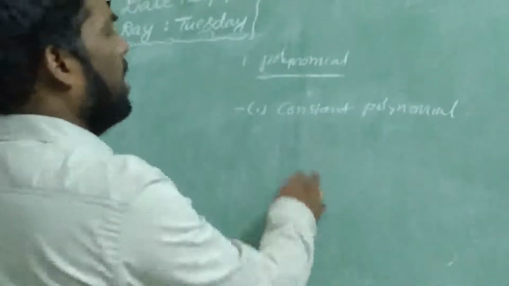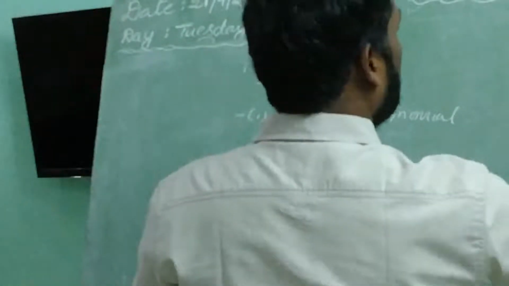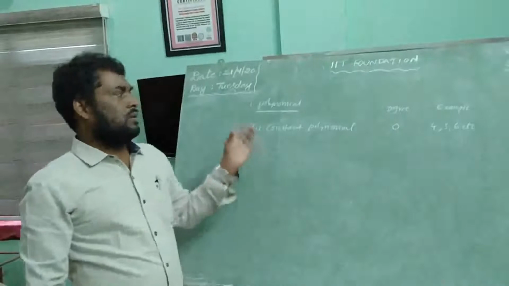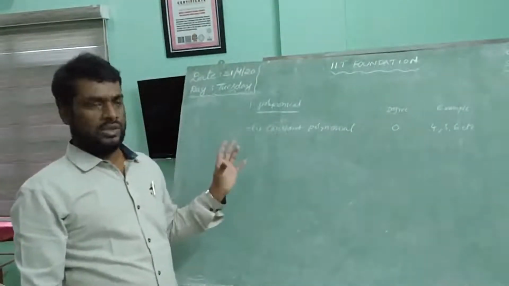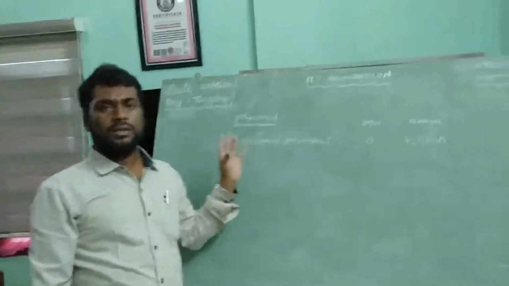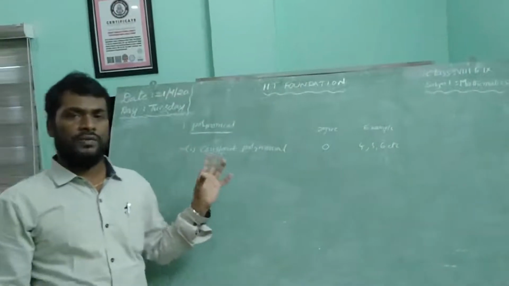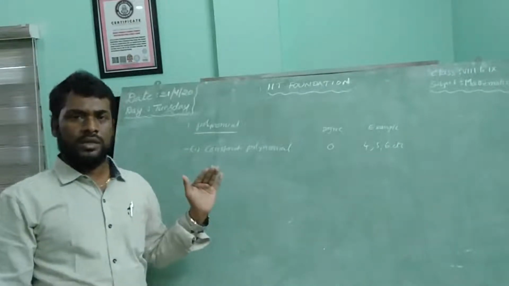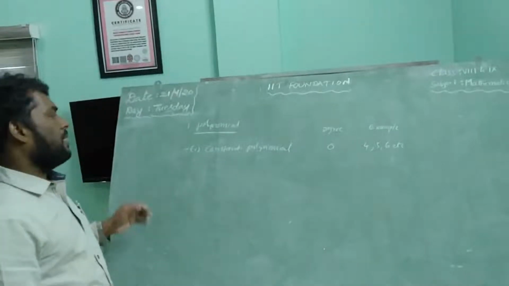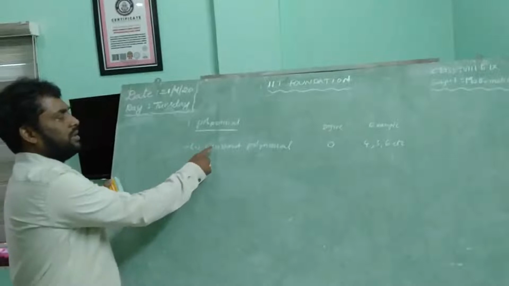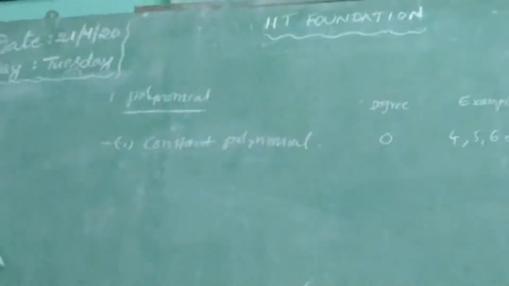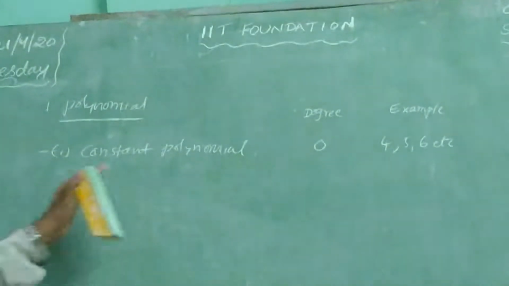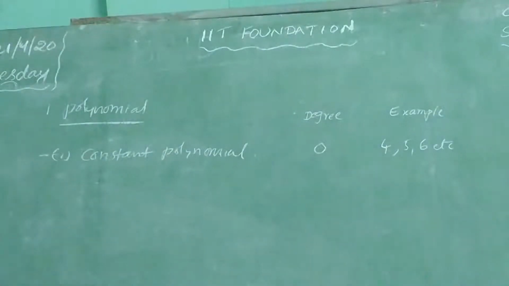For example, I am writing examples here. All numbers except 0, because we cannot determine the degree of 0. Before this class, I explained already how to find the degree of non-zero constants. I clearly said non-zero constant because the degree of 0 is not determined. Okay, so the first type is constant polynomial. If the degree of the polynomial is 0, such a polynomial is called a constant polynomial. For examples, you can take all the constants.